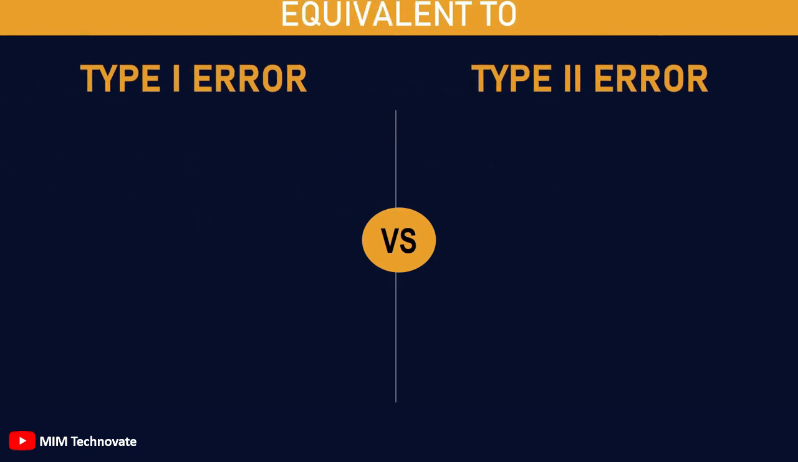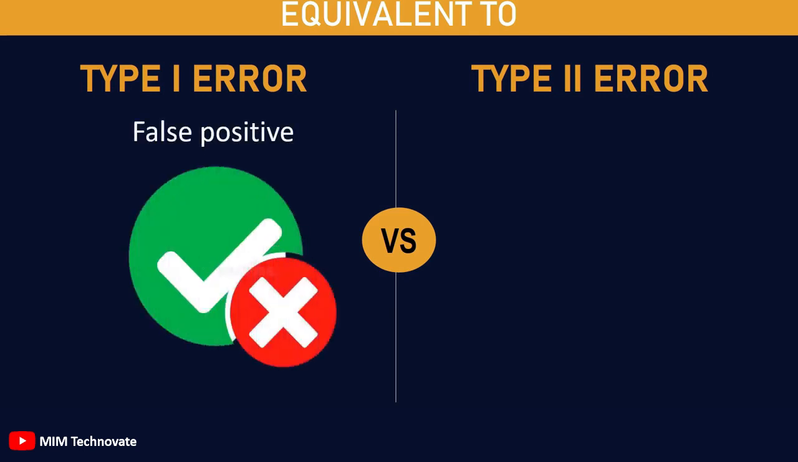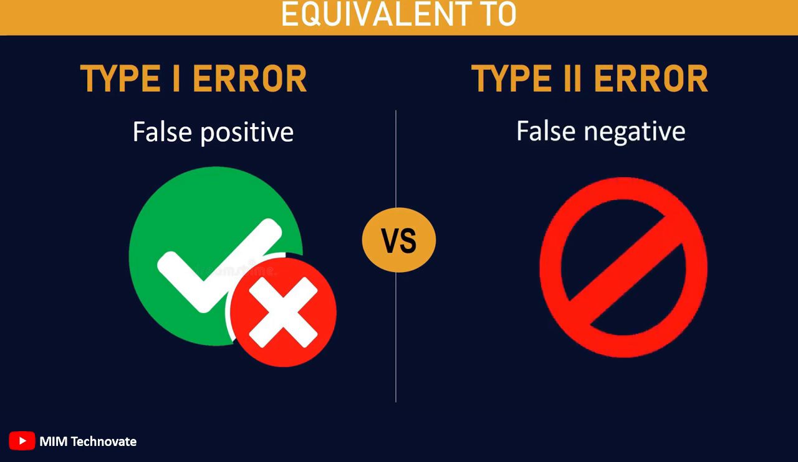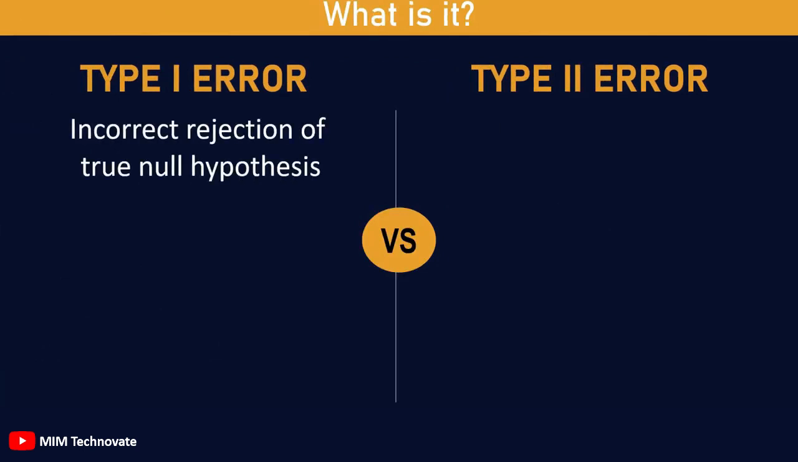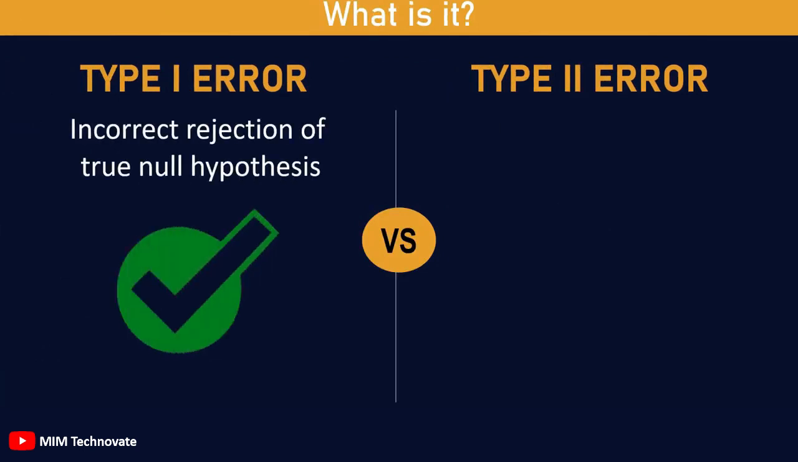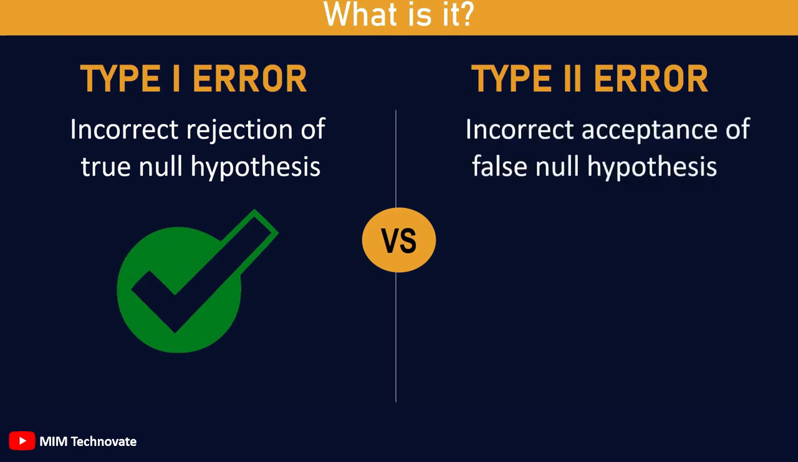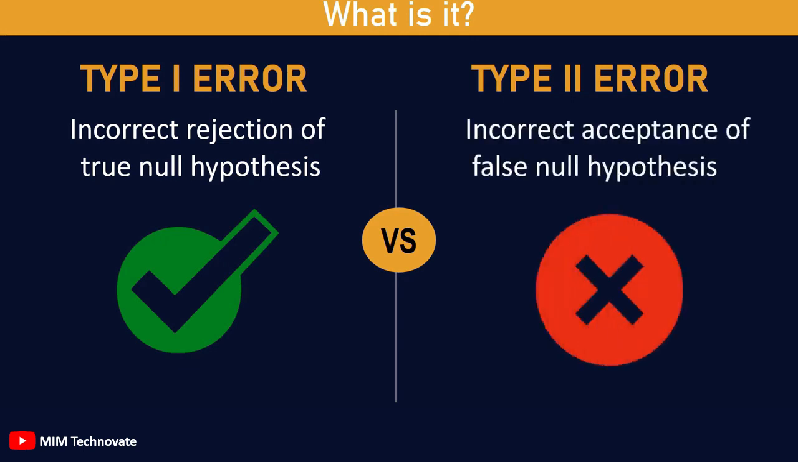Equivalent to: Type 1 error is also known as false positives. That is, the positive result is equivalent to the refusal of the null hypothesis. On the other hand, type 2 error is also known as false negatives. That is, negative result leads to the acceptance of the null hypothesis. What is it? Type 1 error is the incorrect rejection of the true null hypothesis, whereas type 2 error is incorrect acceptance of false null hypothesis.